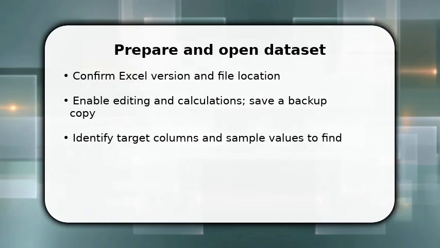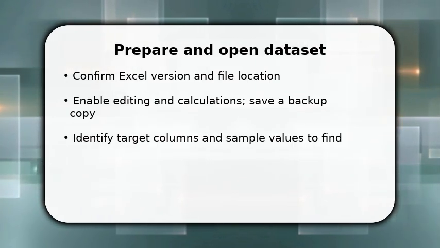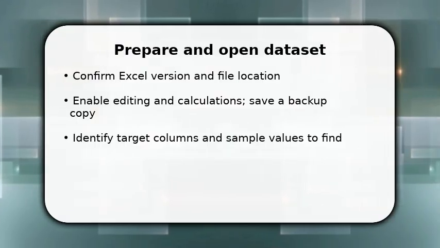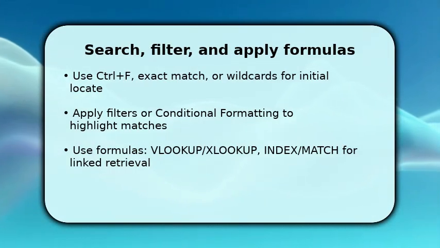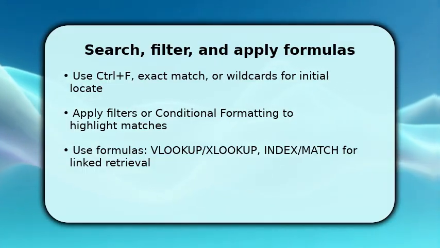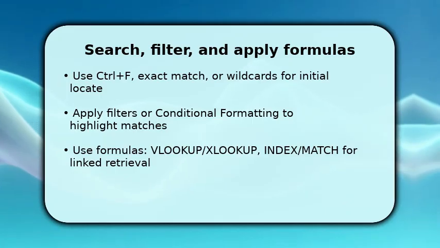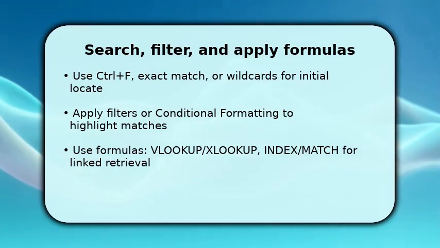You begin by pressing Ctrl+F and choosing exact match or wildcards to locate initial hits. This gives a quick map of where the values live. Next, apply filters on headers or use conditional formatting to visually mark all matches across the sheet so patterns emerge.